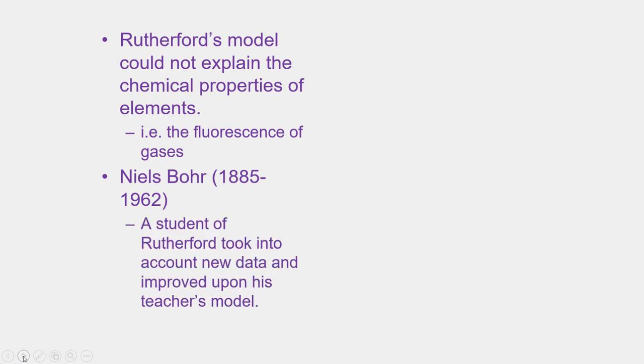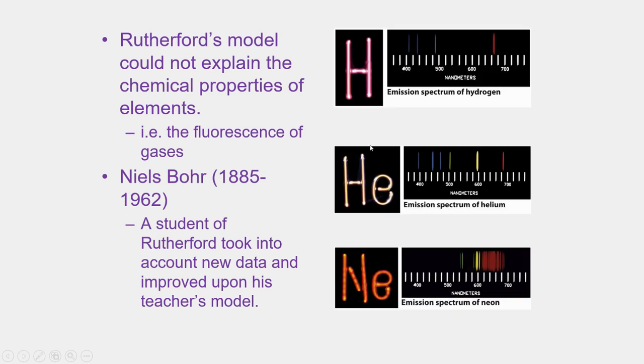So Niels Bohr, who was a student of Rutherford, took into account all of that new data and tried to improve upon his teacher's model. Over here on the right, these are what we call emission spectrums. So here you see our fluorescent hydrogen. If we use what's called a diffraction grating, it will break that light into each of these little lines. And so each element has a different emission spectrum. This is actually how astronomers figure out what stars are made of.